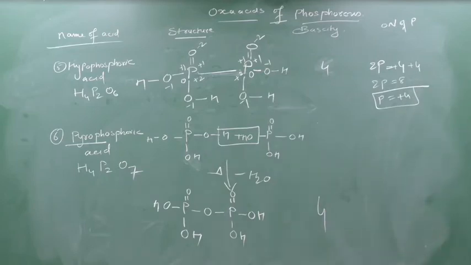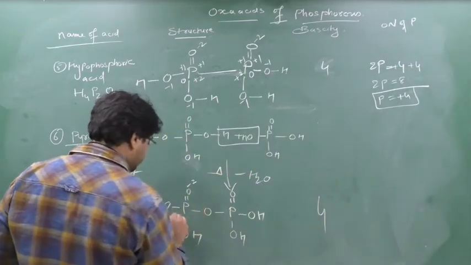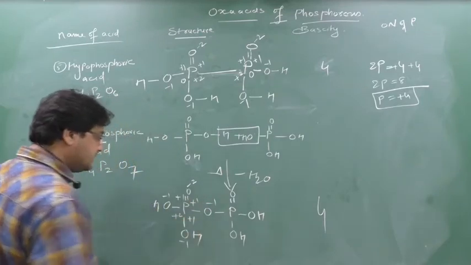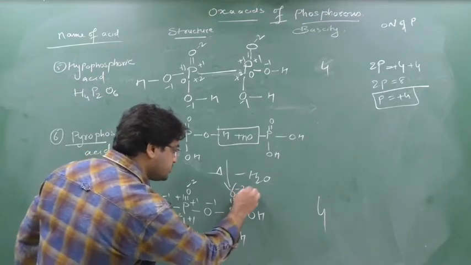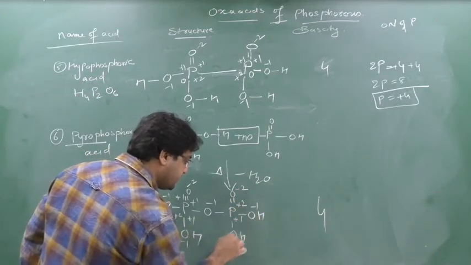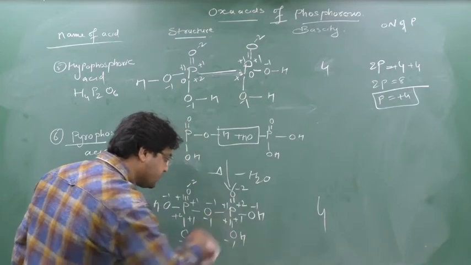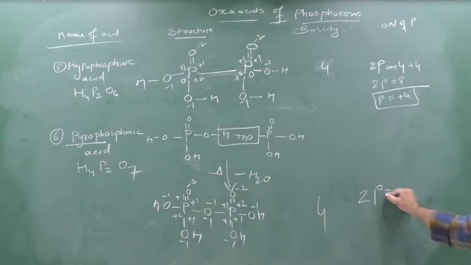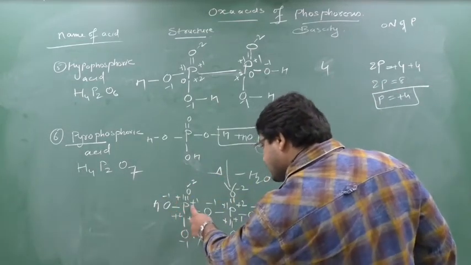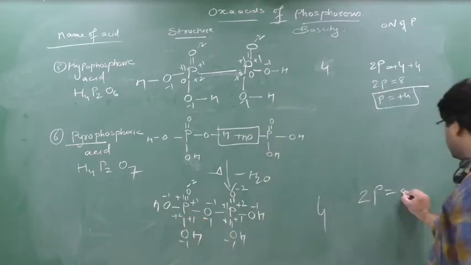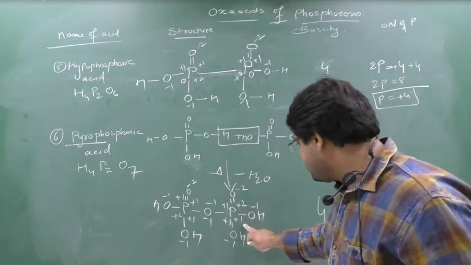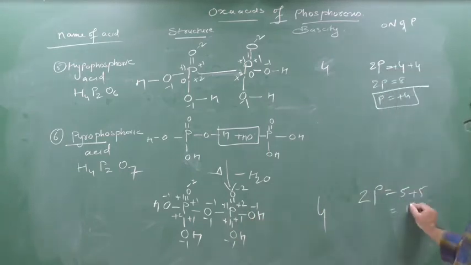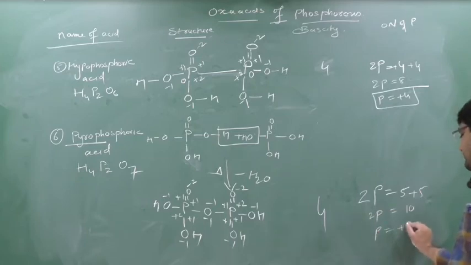We will see the oxidation number here. Now see here, -2, +2. -1, +1. -1, +1. -1, +1. Yes or no? Similarly here, -2, +2. Here -1, +1. Here -1, +1. Here -1, +1. Clear? So here there are 2 P. On each P how much? See here, +1, +1, +2, +3, +5. Yes or no? So 5 + 5, 10. So 2P equals 10, so P equals +5.